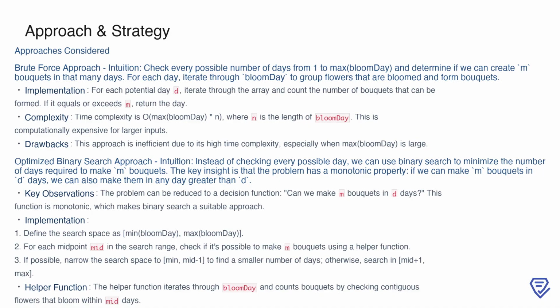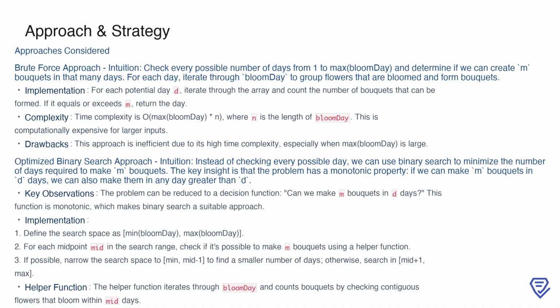The brute force approach is straightforward but inefficient. The idea here is to check every possible number of days, from 1 to the maximum value in the bloom day array, and determine if we can create the required number of bouquets within that time frame. For each day, we iterate through the array, grouping flowers that have bloomed together to form bouquets. While simple to implement, this approach is computationally expensive because it involves iterating through the bloom day array for every possible day. The time complexity, O(max(bloomDay) * n), where n is the length of the array, makes this approach impractical for larger inputs.